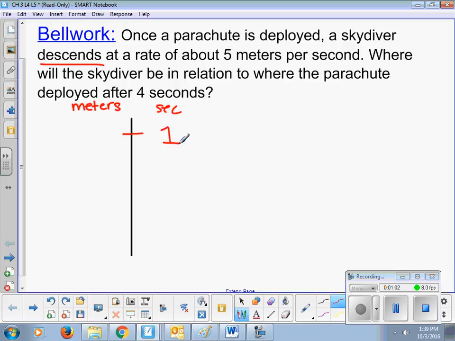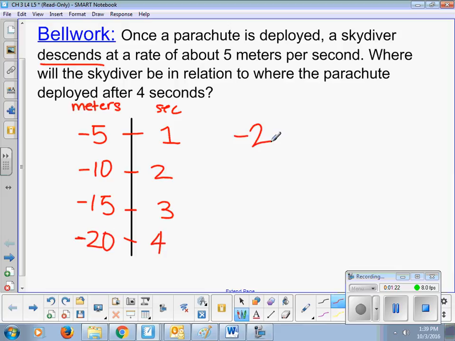So after 1 second, where are we at? -5 because we're going down 5. After 2 seconds, we would be at -10. After 3 seconds, we'd be at -15, and after 4 seconds, we would be at -20. So where will it be? -20 what? Meters. -20 meters after 4 seconds.